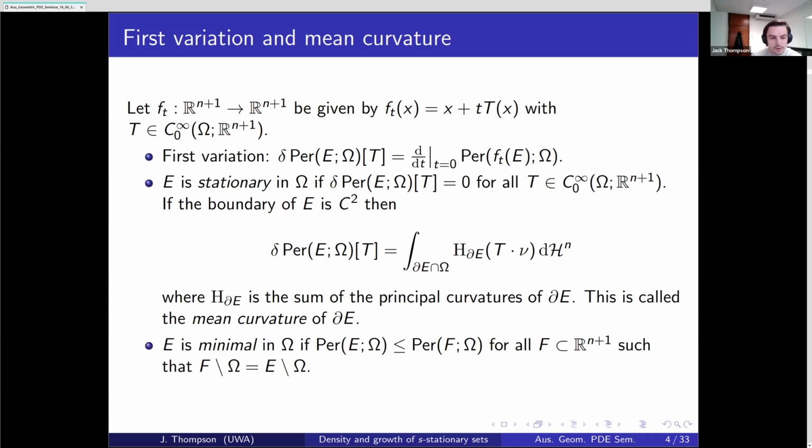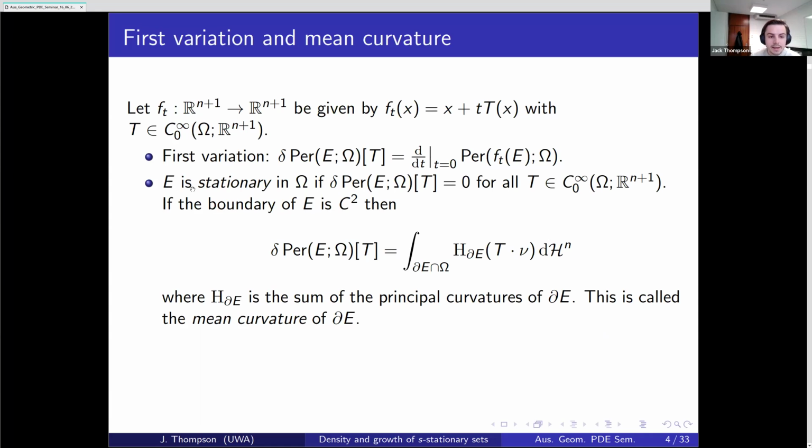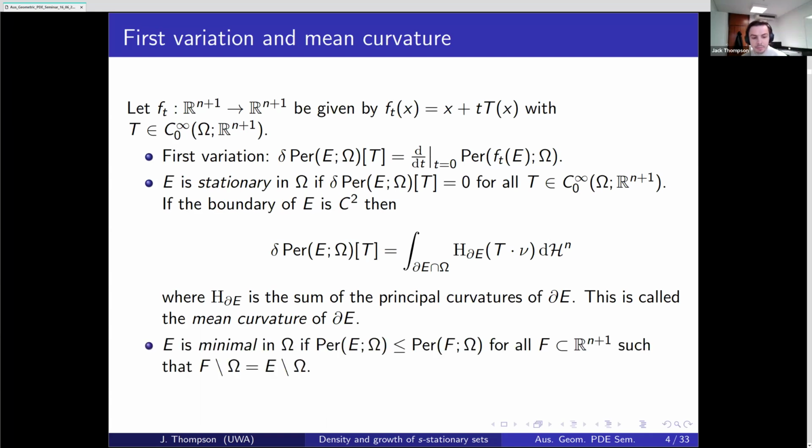Okay, so I should say actually at this point that when E is stationary, this is equivalent to saying the mean curvature is 0, if E is sufficiently regular. So stationary and 0 mean curvature are the same thing. Now E is minimal in, sorry, omega.